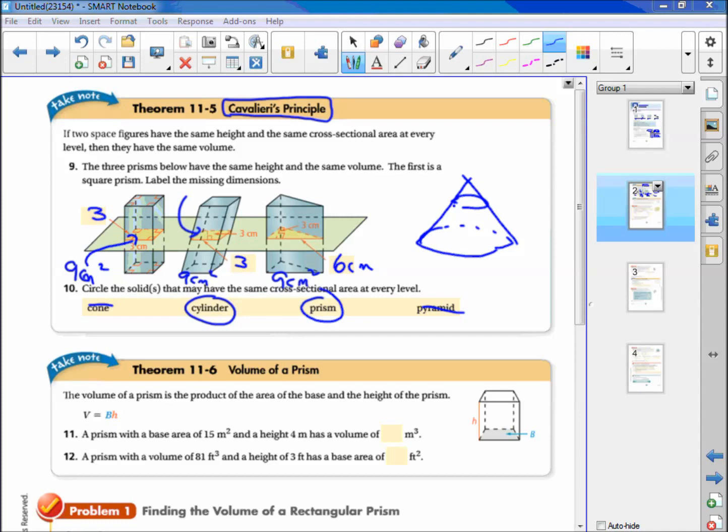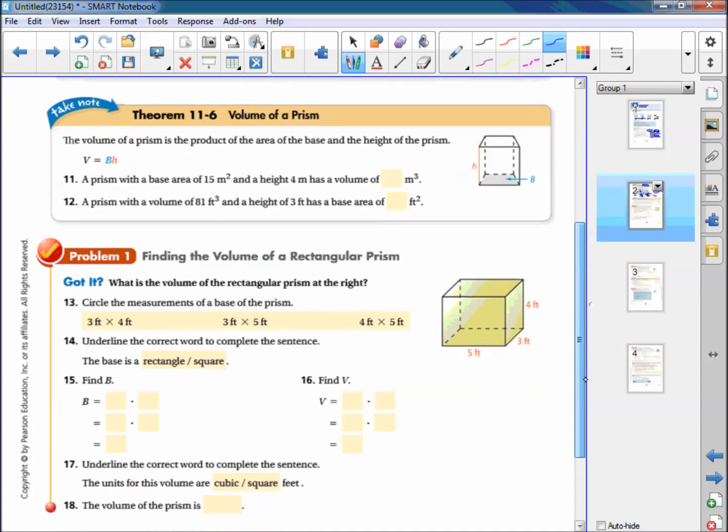All right, so the volume of a prism is the product of the area of a base and the height of the prism. So we only need to know the area of the bottom cross section, and then we can times it by how tall it is if it's a prism. Okay, so a prism with a base area of 15, that would be like saying that this cross section on the bottom is 15, and a height of 4, that would be like saying this distance from here to here is 4, will have a volume of 4 times 15, which is 60 meters cubed.